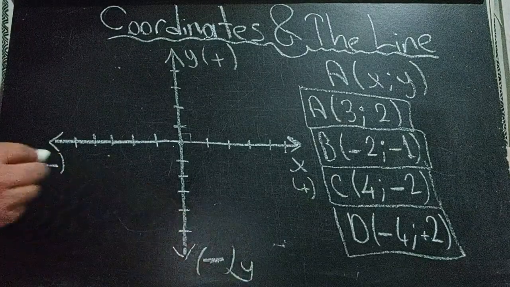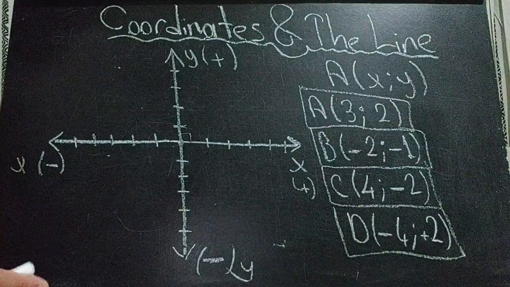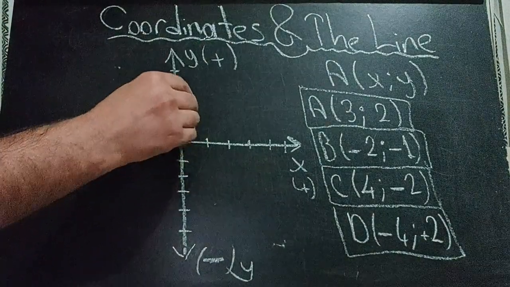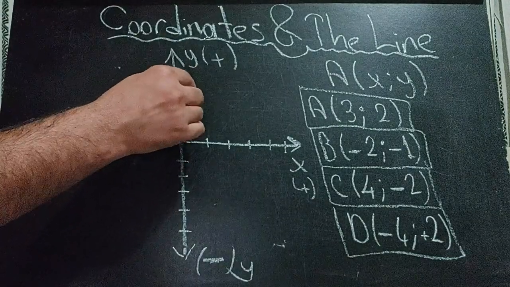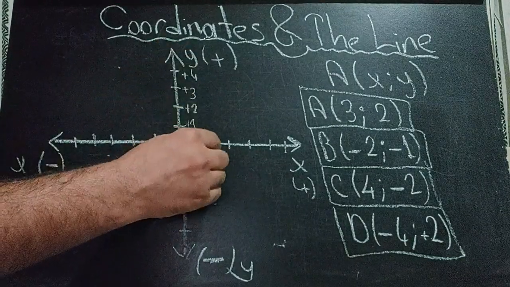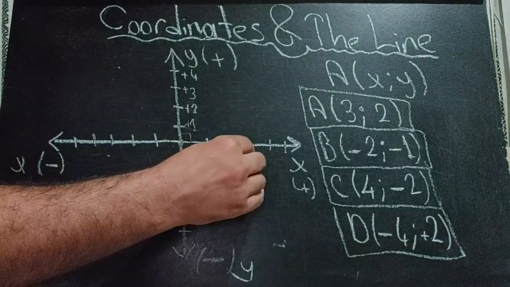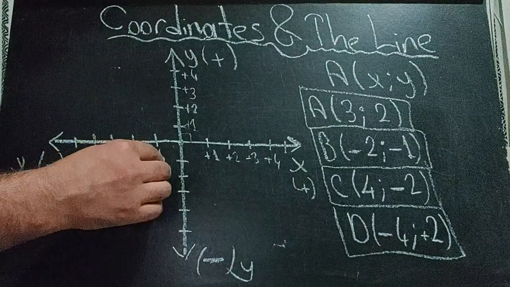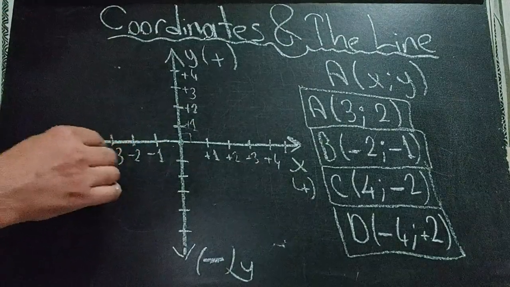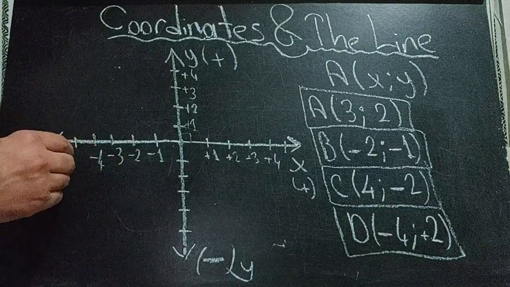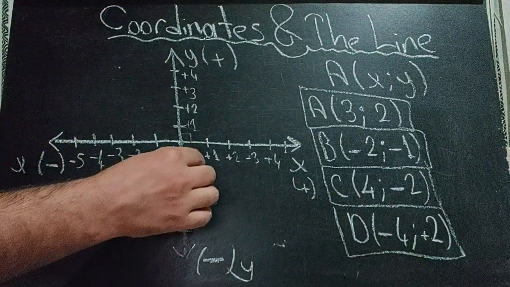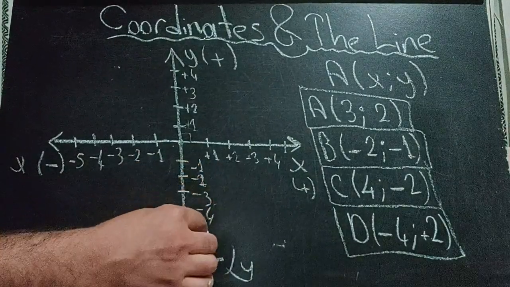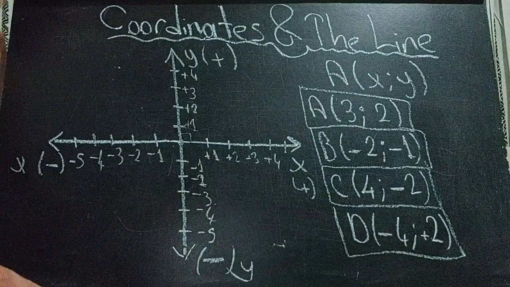You could put the numbers on y and just the same on x. So that means this will go like this: plus 1, plus 2, positive 3, positive 4, and it goes to infinity. Then negative 1, negative 2, negative 3, negative 4, negative 5. Let me add the negative 5 too. Negative 1, negative 2, negative 3, negative 4, negative 5. Let's put that.